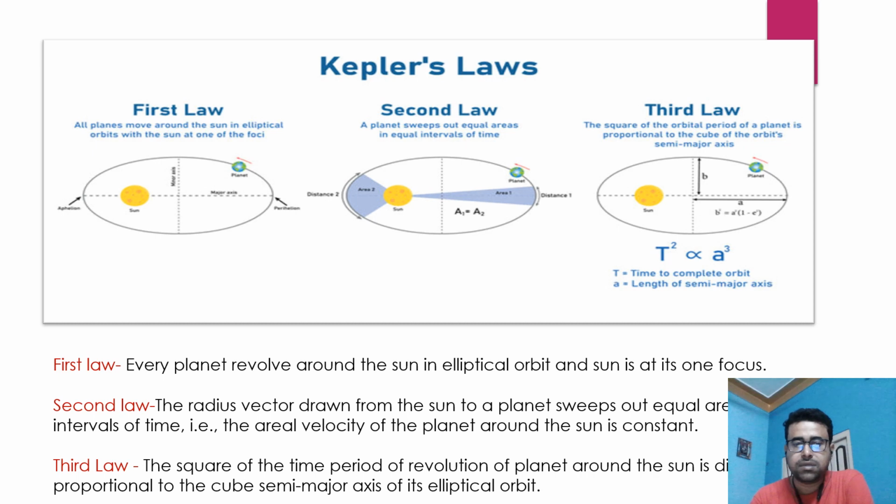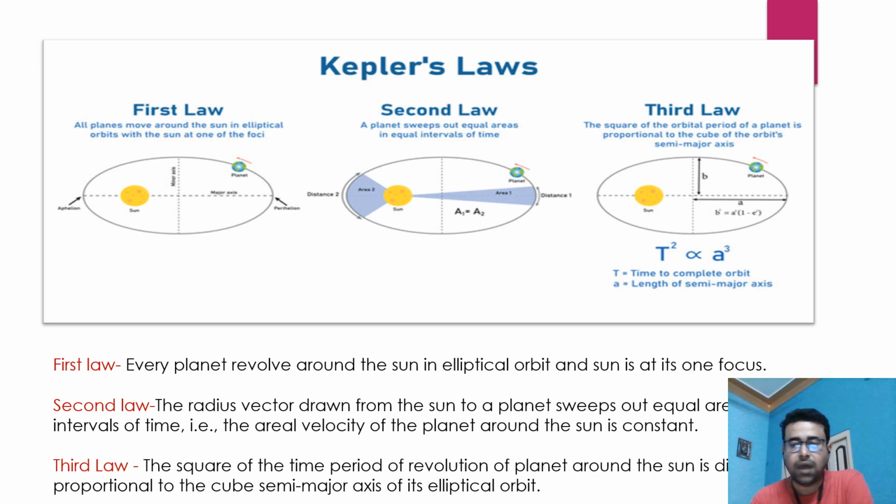The second law of Kepler is that the radius vector drawn from the sun, as you can see from the picture, the radius vector drawn from the sun to the planet sweeps out equal areas in equal intervals of time. That is the second law. The areal velocity of the planet around the sun is constant. Okay, so that's why it sweeps out equal area in equal interval of time.